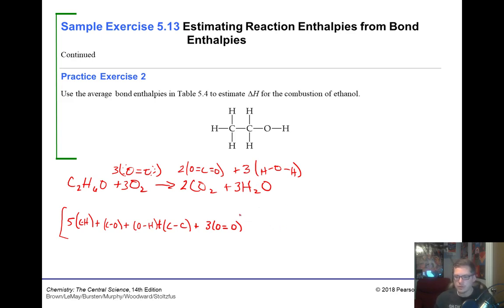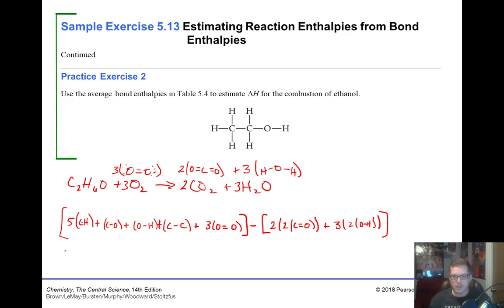Now we're going to subtract out all the bonds that are formed. Let's see what's formed. We've got 2 sets of 2 CO double bonds, so we multiply that by 2 twice, because each carbon dioxide has 2 of those. And then we have 3 waters, but each water has 2 OH bonds. Sometimes you can get lucky and cancel things out, but all we could cancel is one of these OH bonds, and I don't think it will help much, so we'll just ignore it.